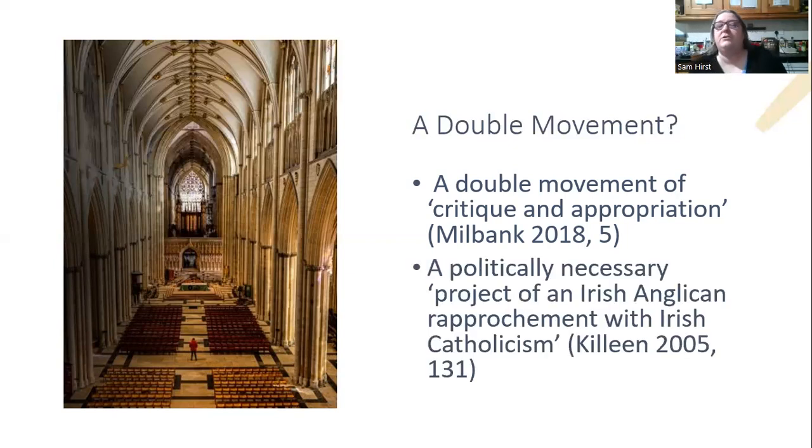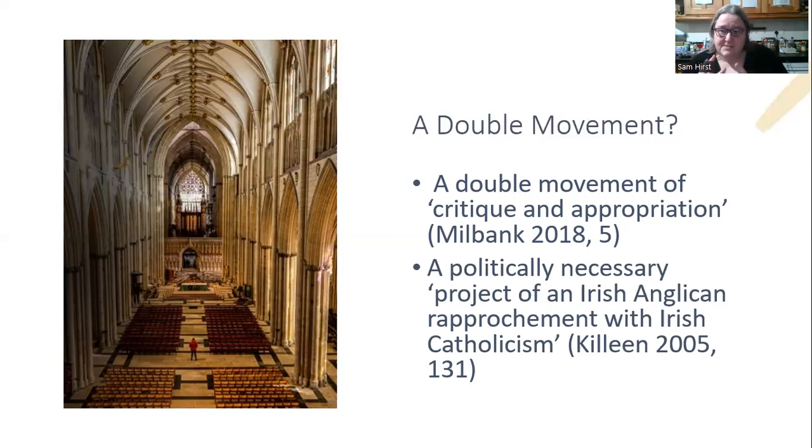Jarlath Killeen also looks at this within the specific context of Ireland and Irish theopolitics at the end of the 18th century, where he points to the politically necessary project of an Irish Anglican rapprochement with Irish Catholicism in the face of English government overreach.